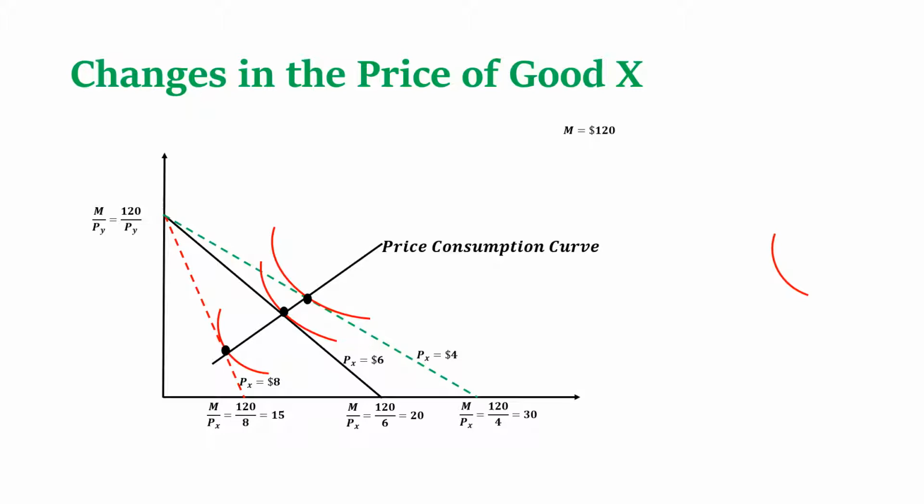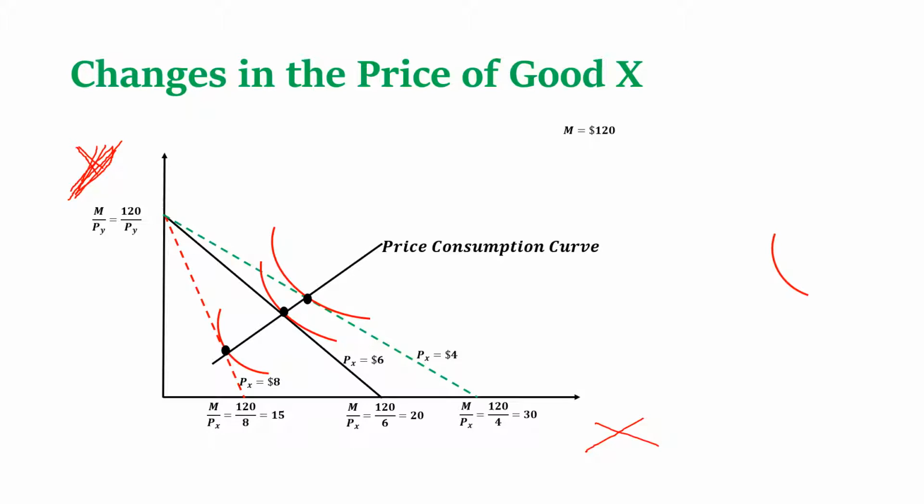Now, the complete rotation occurs around what? The y-axis here. It occurs around the y-axis. So the y-axis represents good Y, right? And then this is good Y. And then this is what? Good X, right? The x-axis.